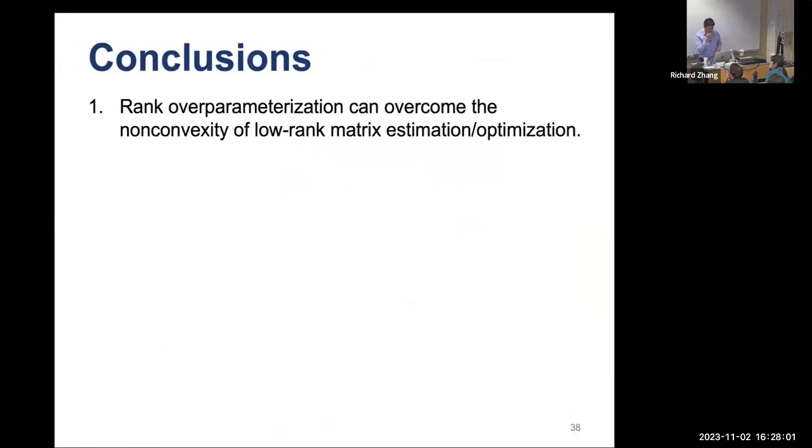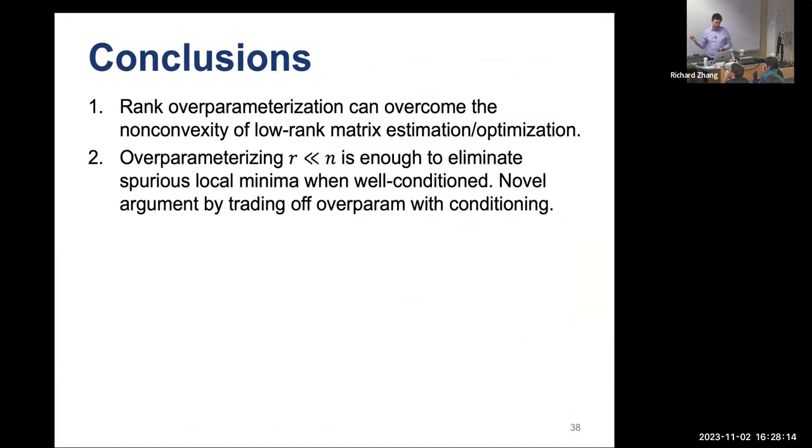Okay, so I just want to conclude. Firstly, the core message in this talk is that if you use rank overparameterization, you can overcome the non-convexity of low-rank matrix estimation and optimization. Really what we're saying is that overparameterizing the rank just by order 1, way less than n, is going to be enough if your problem is well-conditioned. If it's not well-conditioned, then the claim is false. But if it's well-conditioned, then that's the key understanding for being able to overparameterize and overcome the ill conditioning.